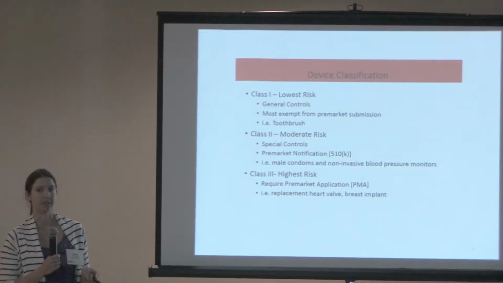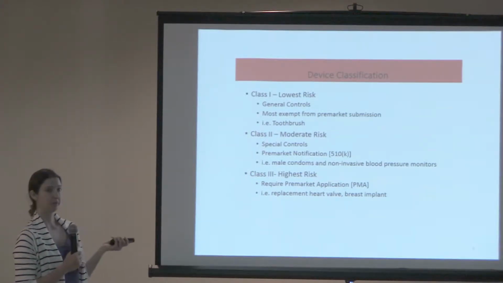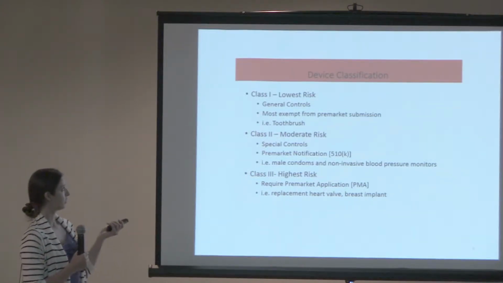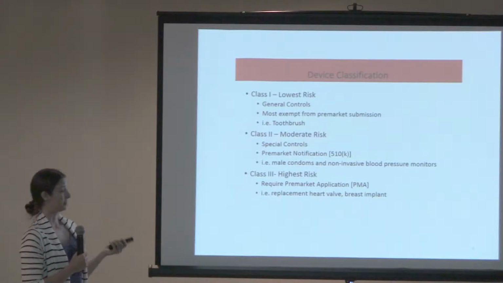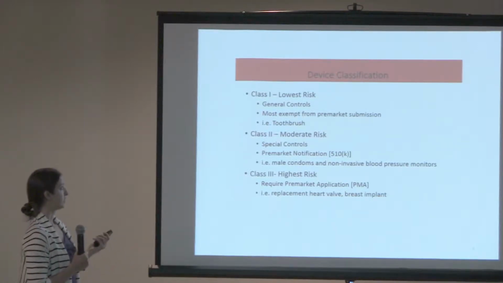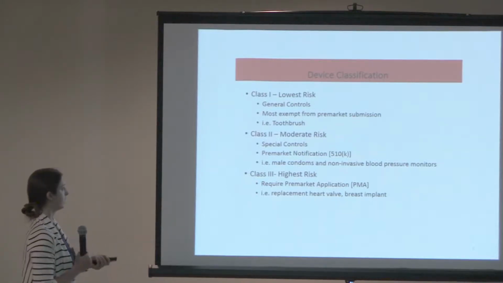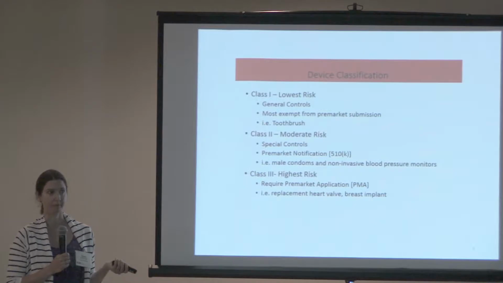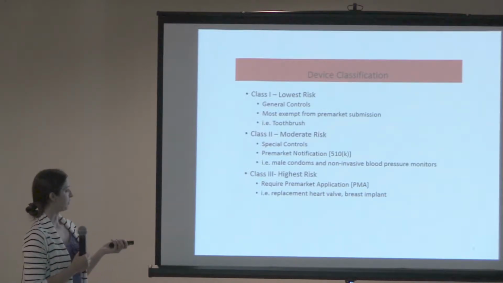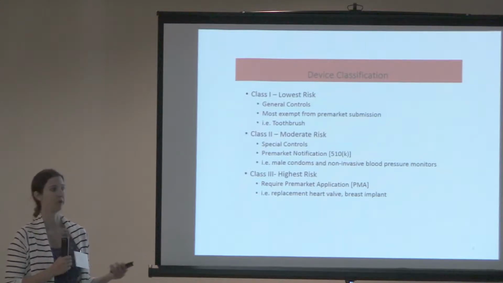So in terms of device classification, you can fall into many different categories. There's Class 1, which is the lowest risk. General controls, most are exempt from pre-market submission. An example of this would be a toothbrush. Class 2 is moderate risk. It involves special controls, and those are defined in the FDA guidance documents. You require a pre-market submission, or a 510(k). Examples of this would be male condoms, non-invasive blood pressure monitors, and so on.